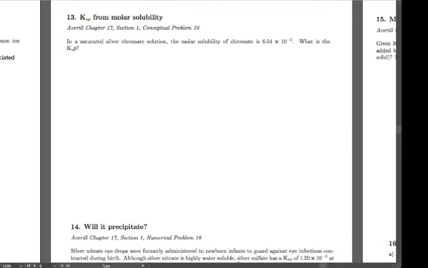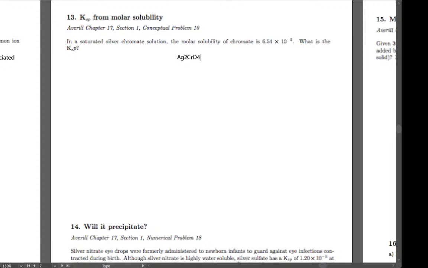In a saturated silver chromate solution, the molar solubility of chromate is 6.54 times 10 to the power of negative 5. What is Ksp? First things first, I believe chromate is a 3 plus. Let's see, chromate. Chromate is CrO4 2 minus. So what you have here is actually Ag, silver, to chromate, which is CrO4.